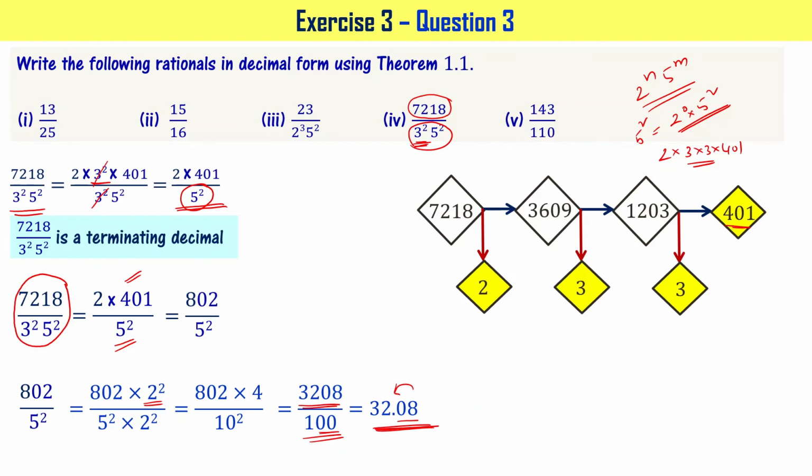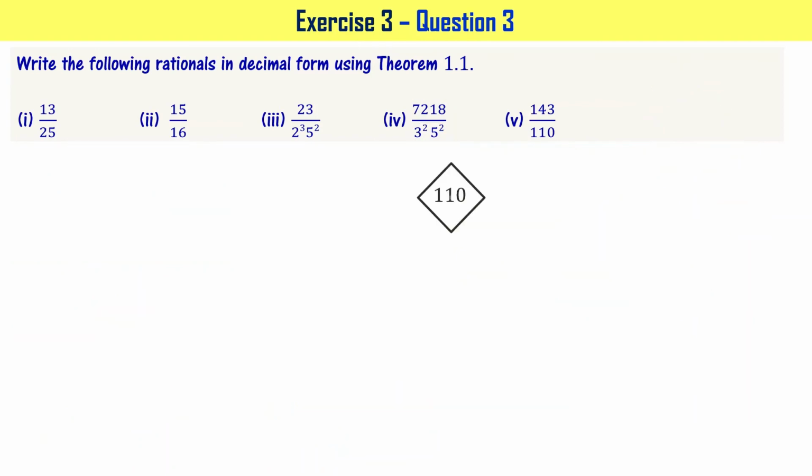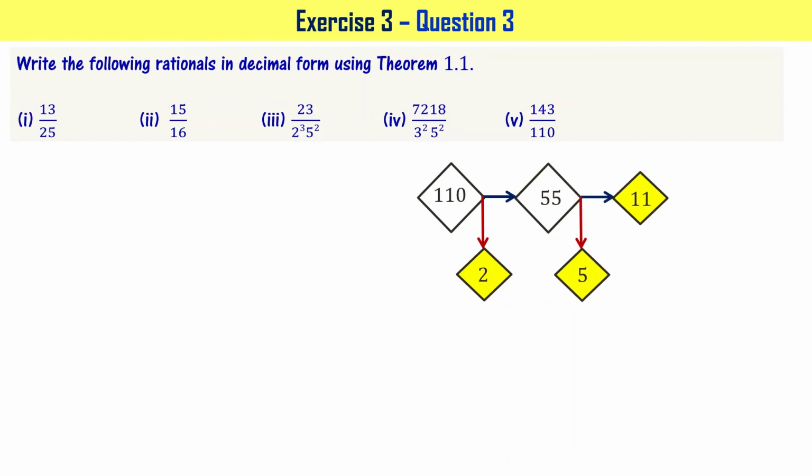Now let's look at the last part of the problem, that is 143 divided by 110. Now let's look at the prime factors of 110. 110 can be written as 2 times 55. 55 can be written as 5 times 11. Now look at this. 2 times 5 times 11. All we wanted was 2 and 5, right? But not 11. Since 11 is there, we have to look at the prime factors for the numerator also.